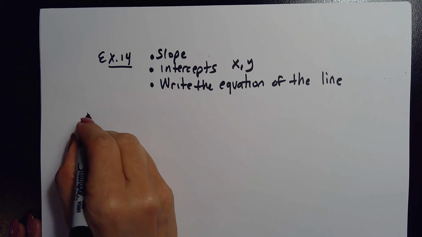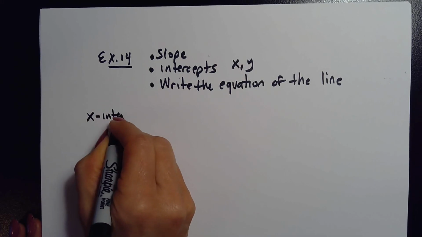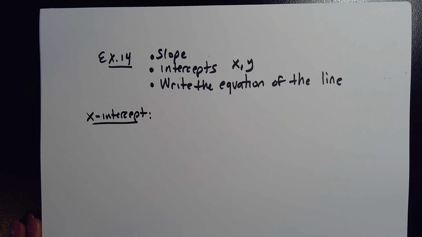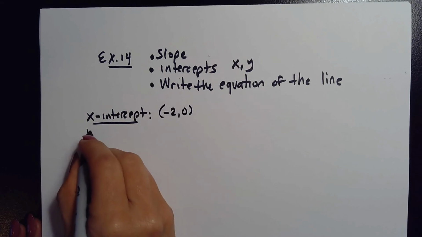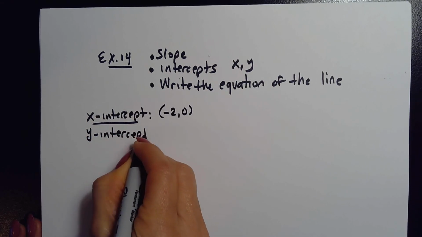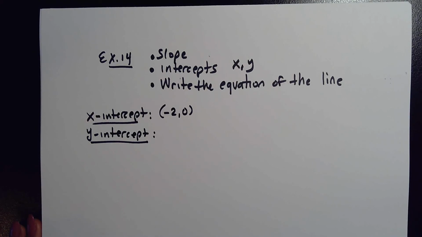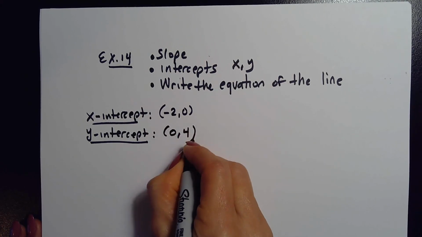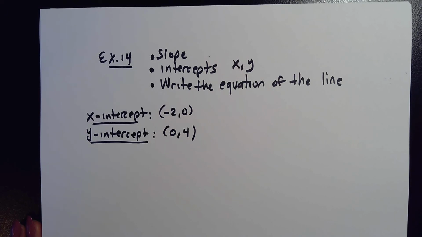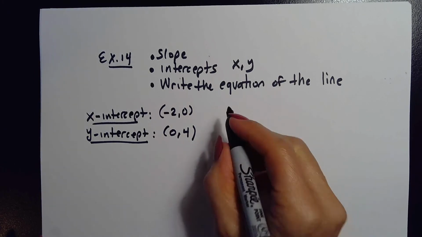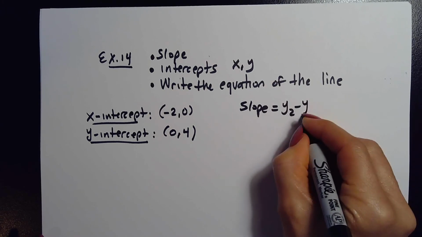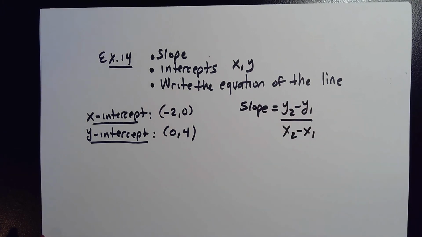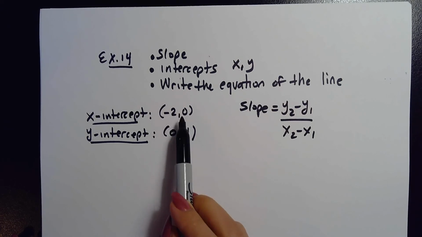Okay, so first of all, let me go ahead and write the x-intercept. We said that this one, the x-intercept, is the point -2, 0. And then the y-intercept, this is the point 0, 4. Right? I can find the slope now because I have 2 points. So I don't have to have the equation to find the slope, right? So the slope, I'm going to write slope y2 minus y1 divided by x2 minus x1. Let's go ahead and call this one x1, y1, and this one x2, y2.